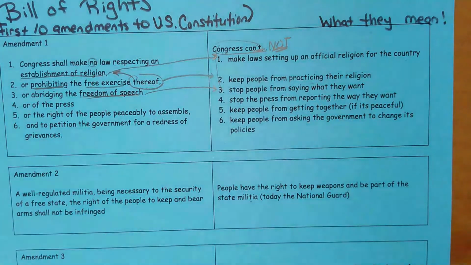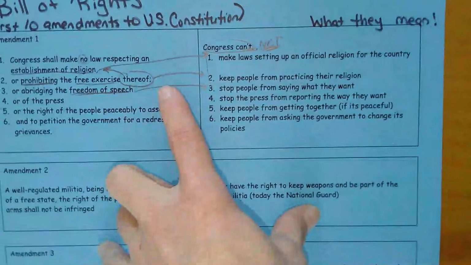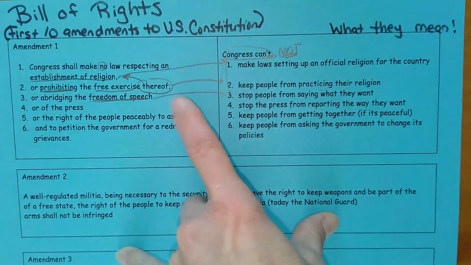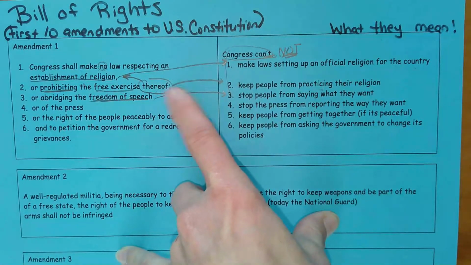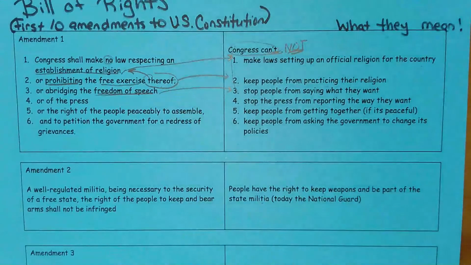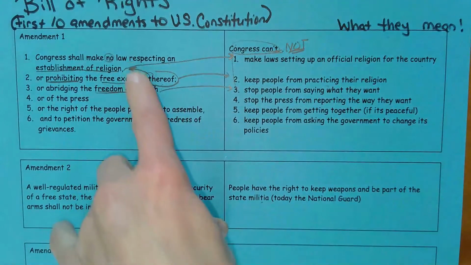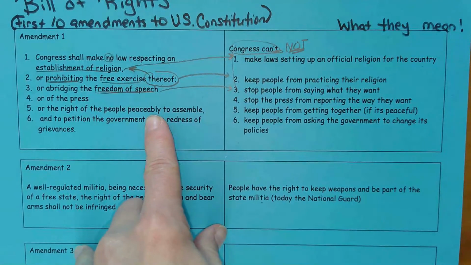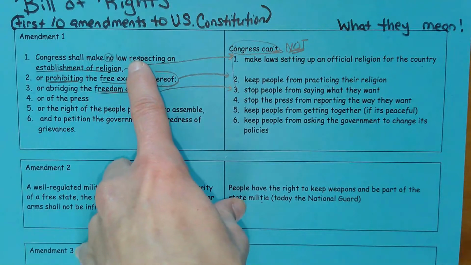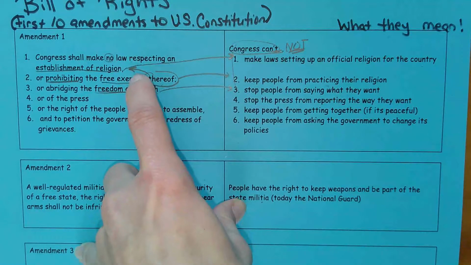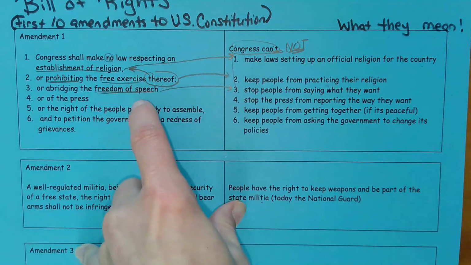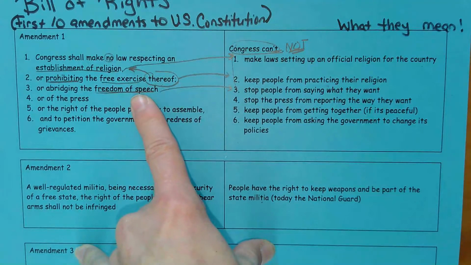Now, you're going to do a little bit of work just with those 3 parts of the First Amendment. Why? Because there's a lot of really important stuff in the First Amendment. When they wrote the Bill of Rights, they put things in order of importance. And so they thought it was most important to keep the government out of religion and to keep the government out of telling you what you could or could not say.